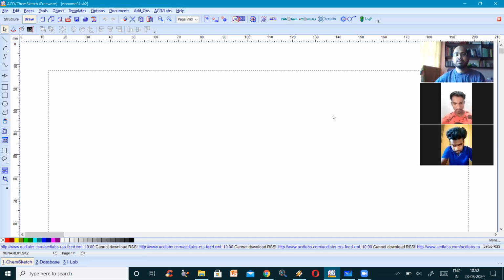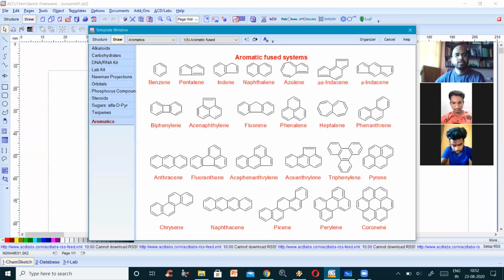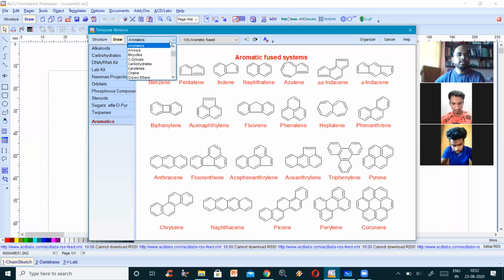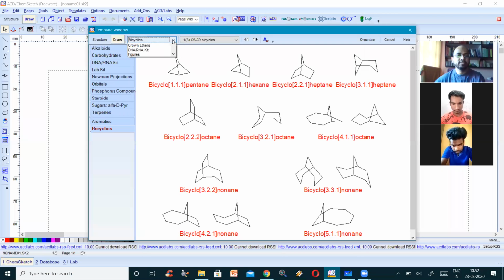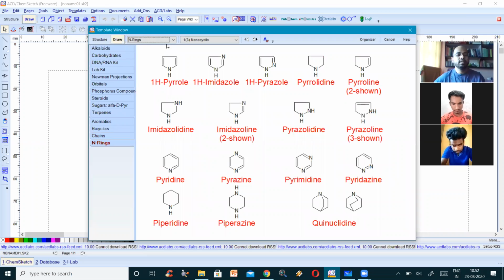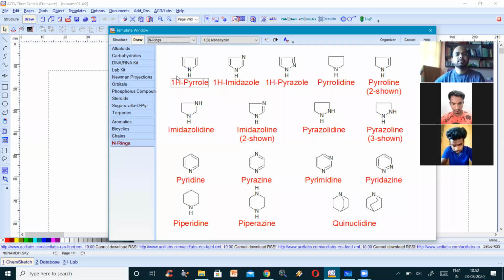Okay, I think you might have tried something with ACD ChemSketch. I just go to the template and click the template window. You can see a lot of options there, like alkyl halides. If you click it, you can get almost all molecules. Bicyclics are there, and the chair forms are there, and so many other important Newman projections and rings, like pyrazole. So we will take one pyrrole. Just click it and drag it.